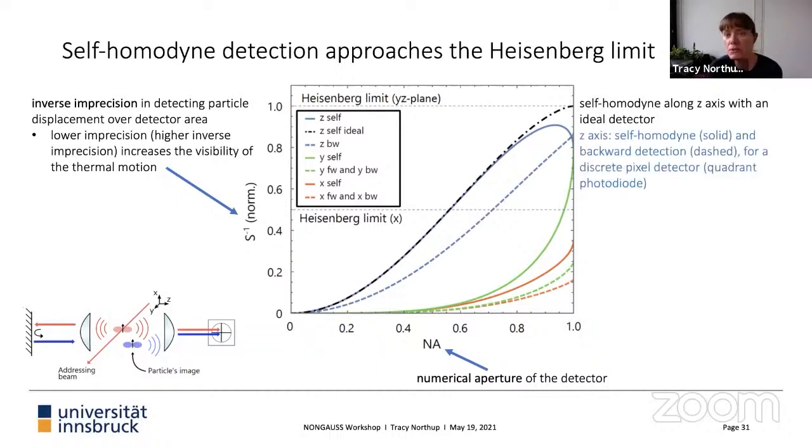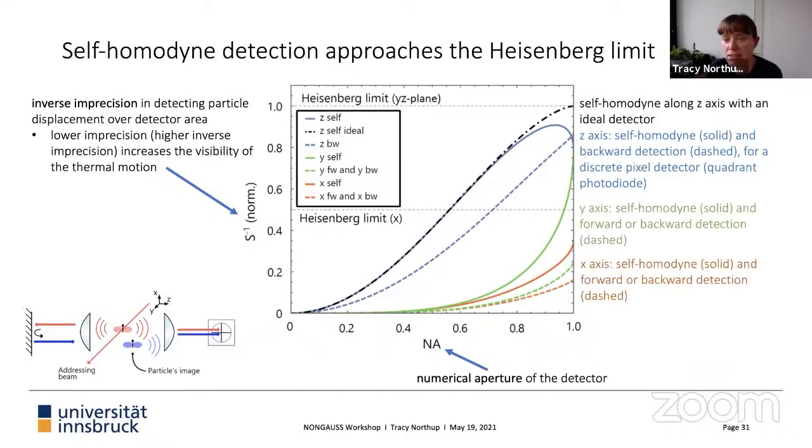Then we look at blue, which is still the self-homodyne, but with a discrete pixel detector. So we factor in some realities about this detector. And we also compare that with the backward detection, which is dashed. And then here we look at some other axes, the y and the x axes, again comparing self-homodyne with these forward and backward methods.